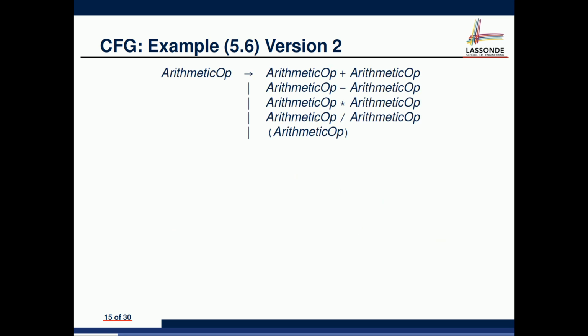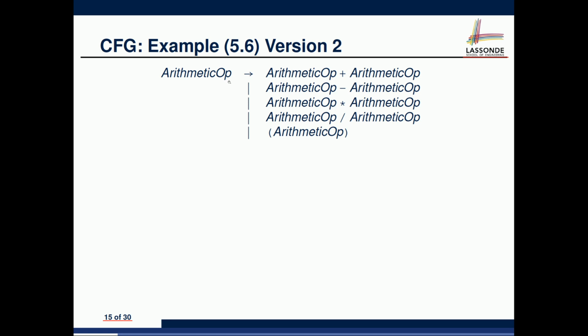Do you think we may have resolved the ambiguity issue? Not really, actually. You can still see plus and minus, especially plus and multiply. They still belong to the same grammatical category, arithmetic op. So I have not solved that issue. But that's not the point for this particular example.